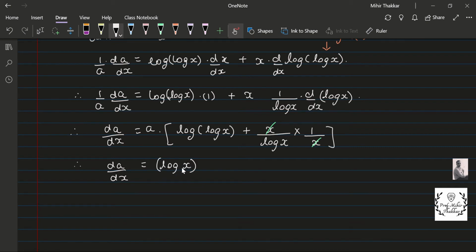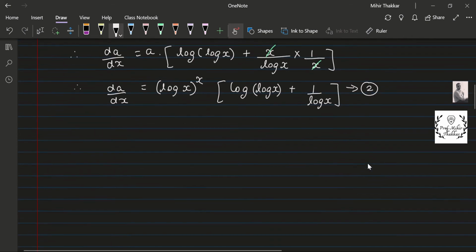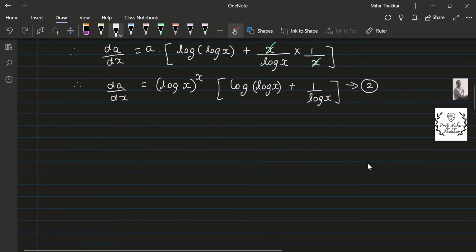So log of x to the power x multiplied by log of log x plus 1 upon log x. Give this as equation number 2. After that, in the same way, we will also find the value of the derivative of b.